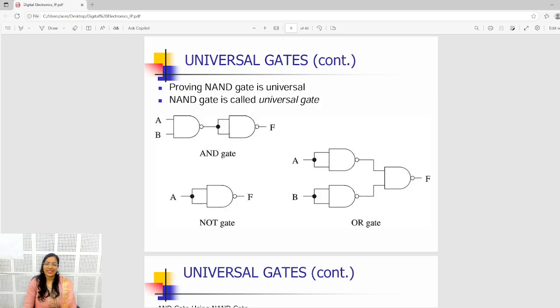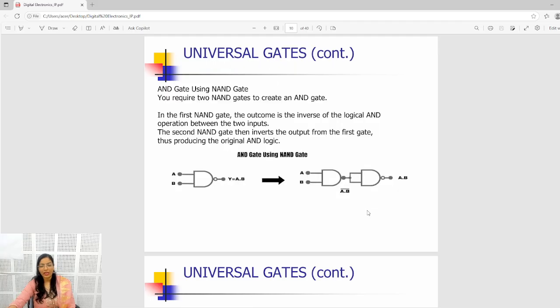Let's see that NAND is called a universal gate. For the NOT gate, we are shorting the input terminals: we give only one input by shorting the terminals, and we get a NOT gate. We connect two NAND gates into another NAND gate, then we get an OR gate. For the AND gate using NAND gates, you require two NAND gates, as you can see here.